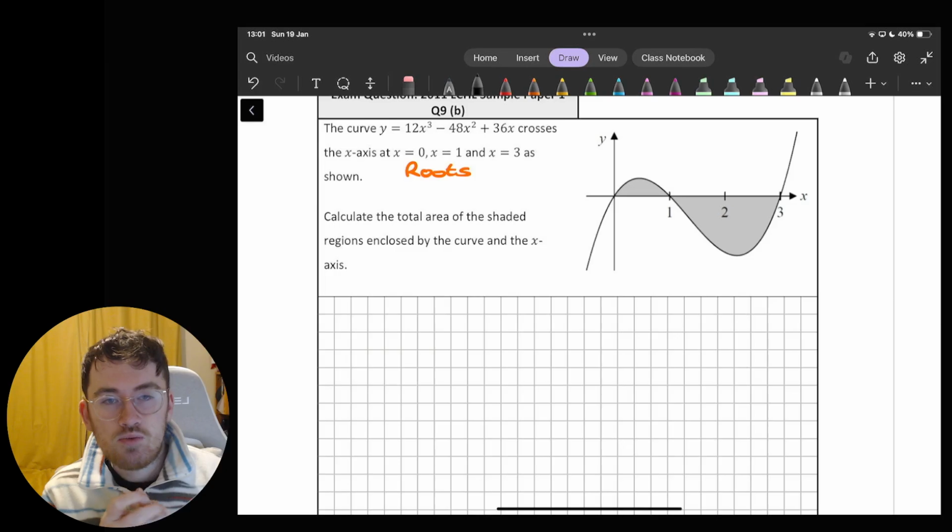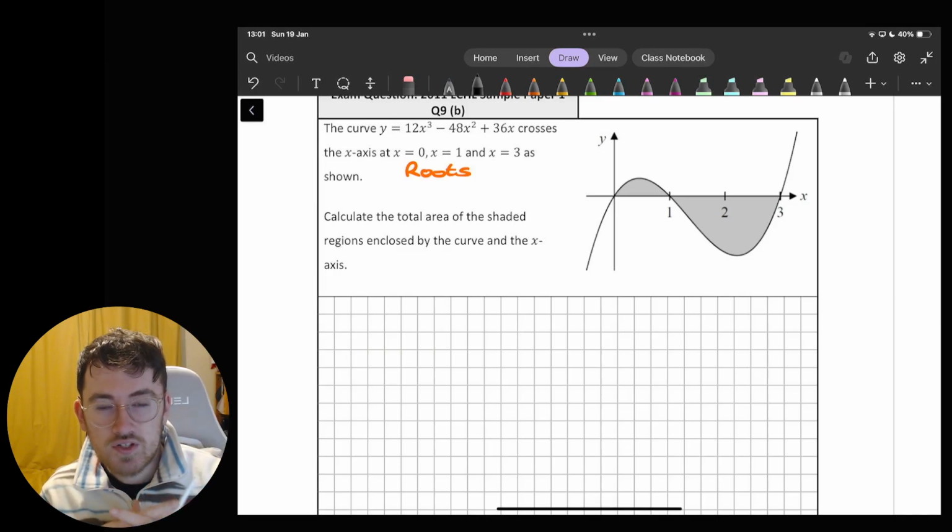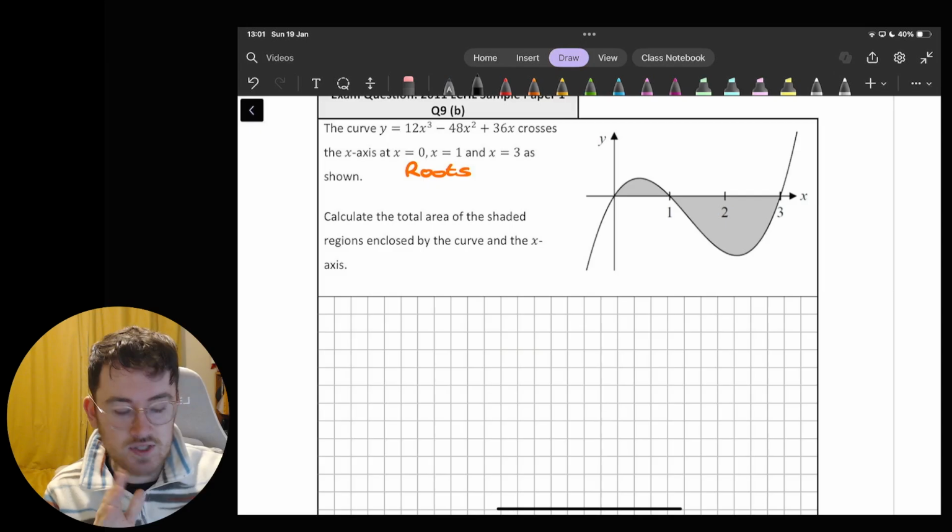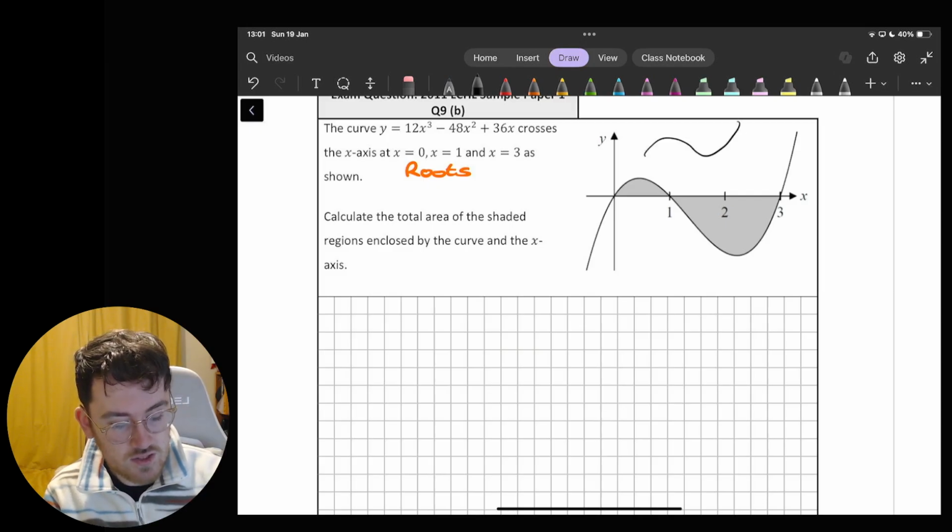Okay, I suppose important for us just to make sure that we're happy with which part is above and which part's below. Because it's a positive cubic, I'm expecting it starts going upwards, then down, and then goes upwards again, because a positive cubic will always have that sort of shape.